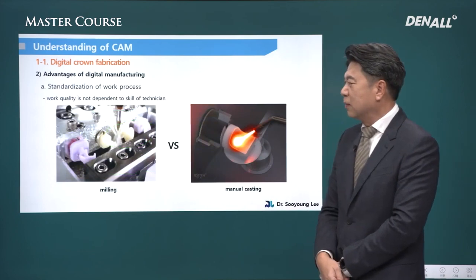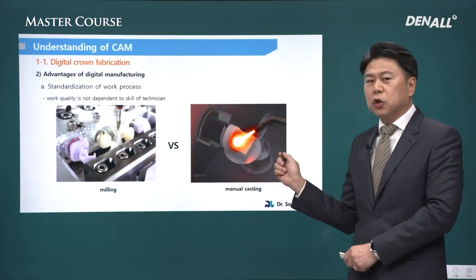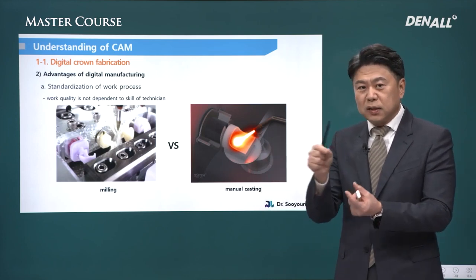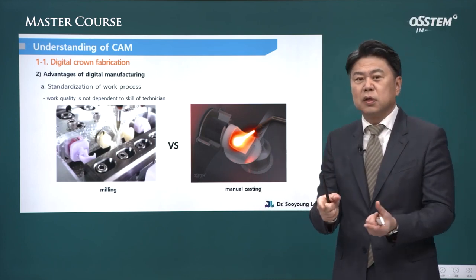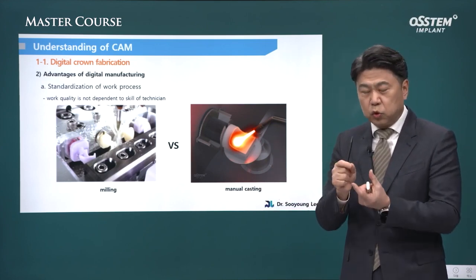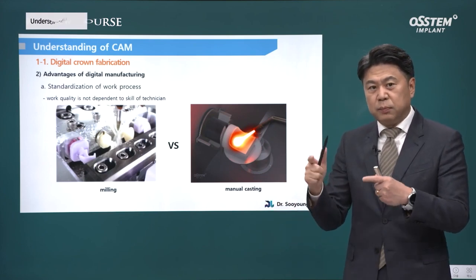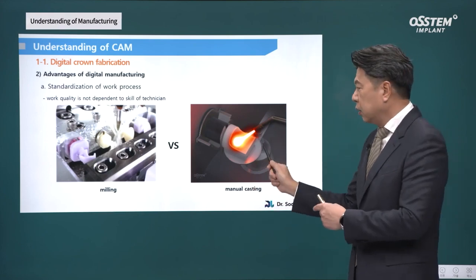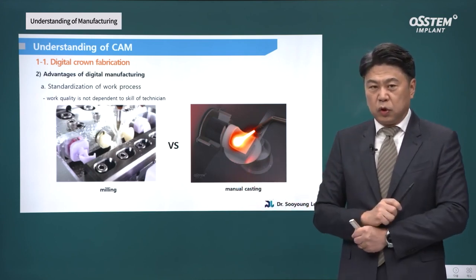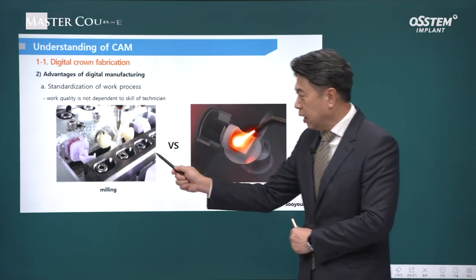The first one, standardization can be enabled. Let's take an example of making a gold crown. It starts with wax up, and making a model wax up is different depending on lab technicians. Their skill and know-how are different. Investing, burning out, casting, all the process is dependent on the skill level of technicians. Depends on who does the work.